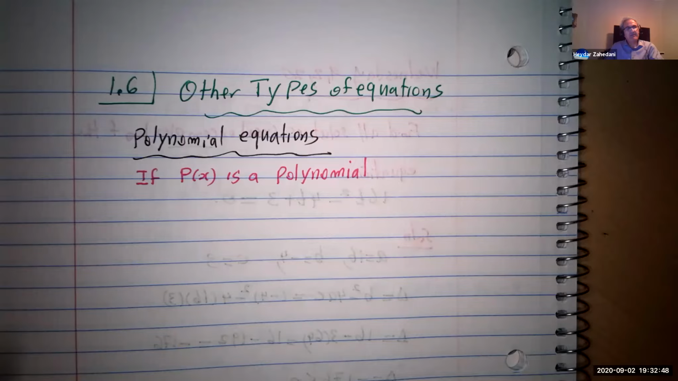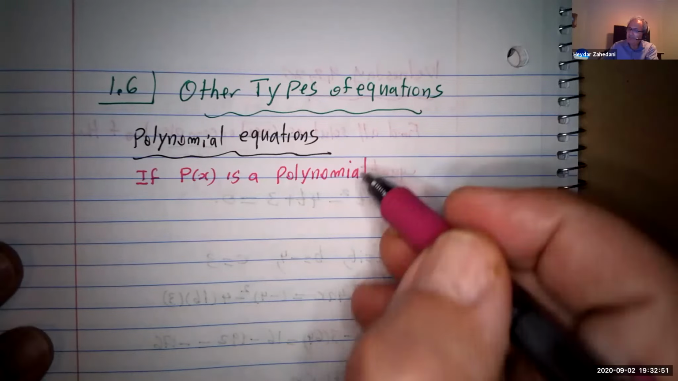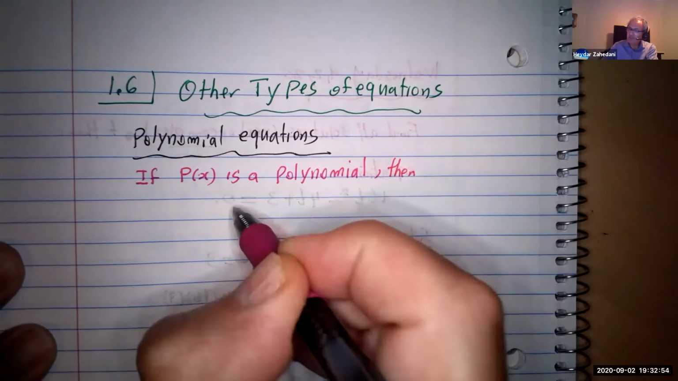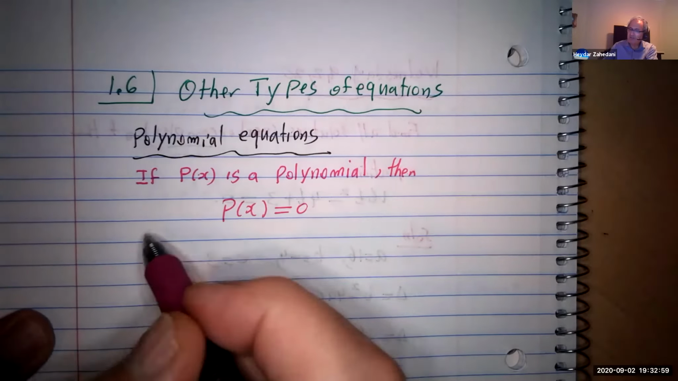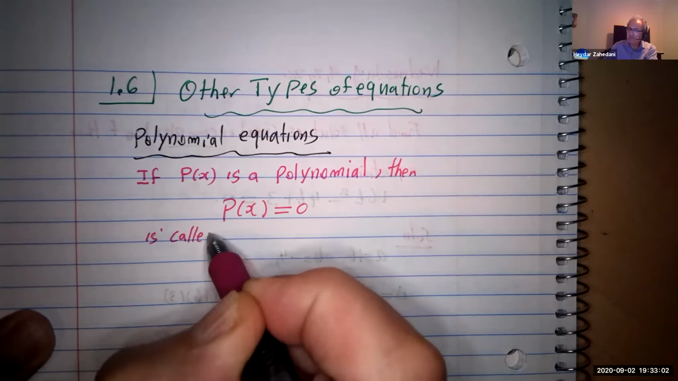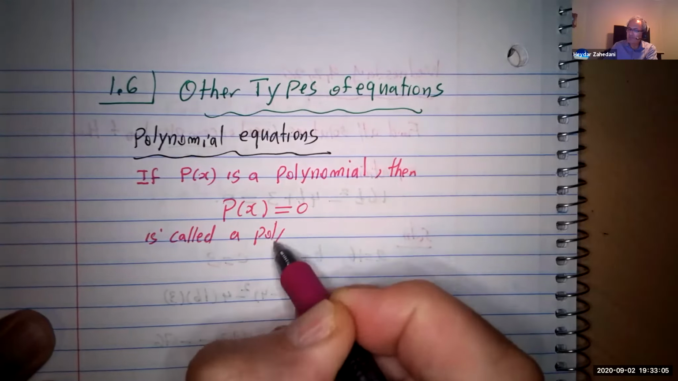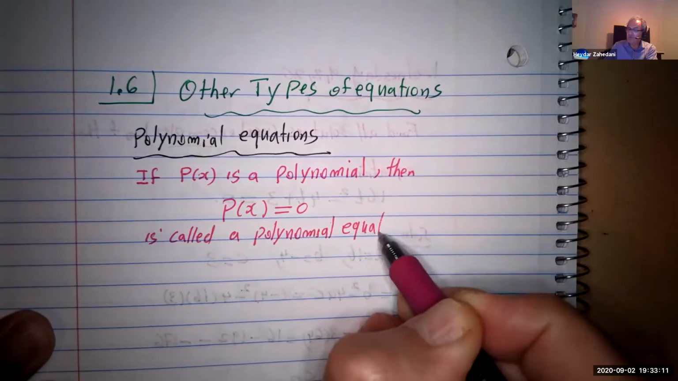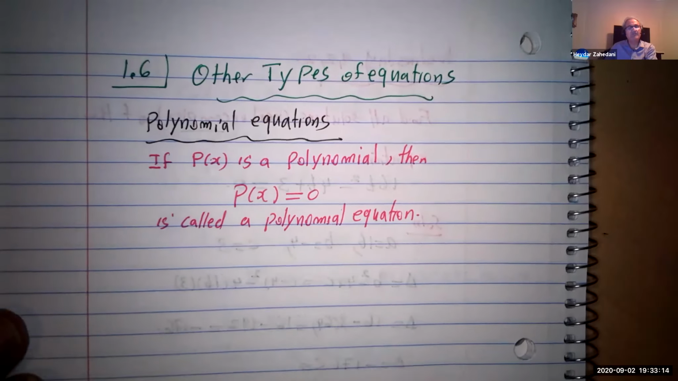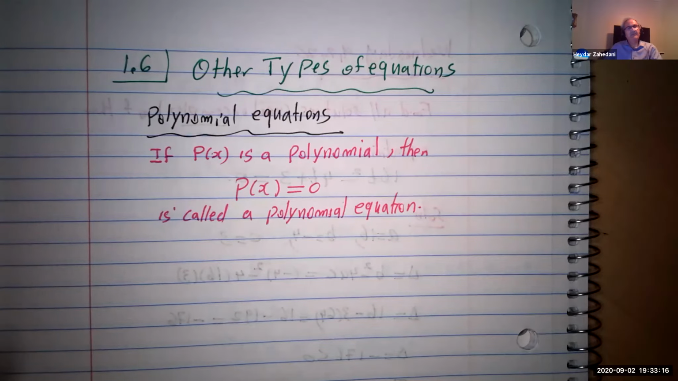So if p of x is a polynomial, then this equation, p of x equal to 0, is going to be called a polynomial equation. It's going to be quite useful in calculus, pre-calculus, whatever you want to do next. We need this type of equation. Now, how are we going to solve this type of equation?